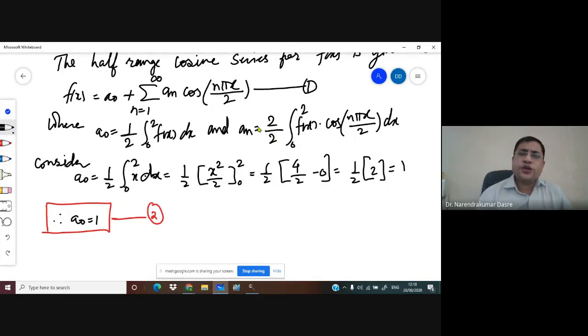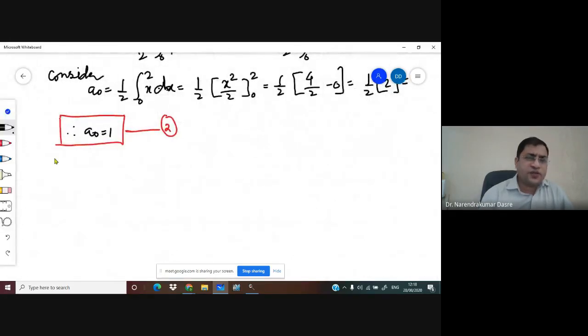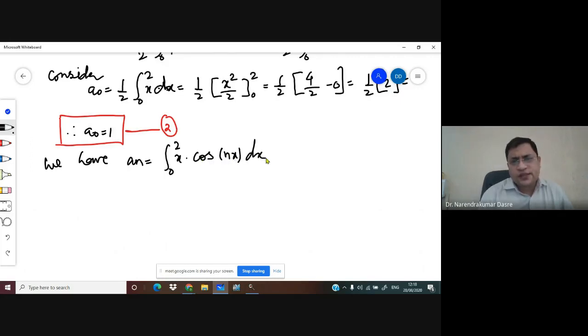Now we have to find out what is going to be an. So let us calculate what we have an. So we have an is equal to integral 0 to 2 x into cos of n pi x by 2 dx. So here we have, this is u and this is going to be v. So we have to use u into v rule. Remember that I am writing this u and v for you. Okay, you don't have to write in the examination.